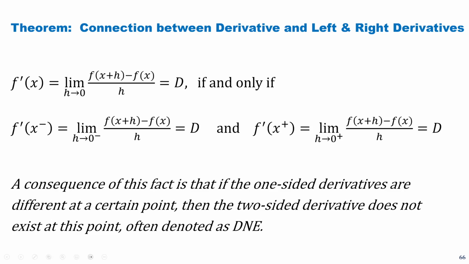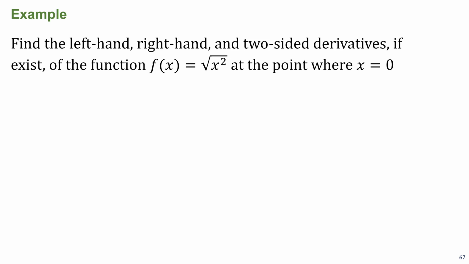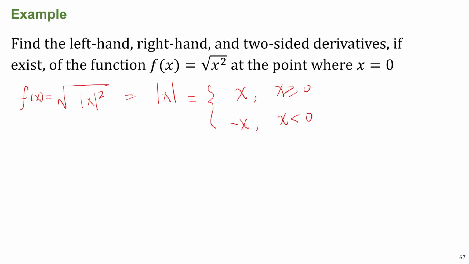Okay, next let's see an example to check your understanding of this concept. Can you find the left-hand, right-hand, and then two-sided derivatives, if it exists, of the function f(x) equals the square root of x squared at the point when x equals 0? Okay, note that for a function at a particular point, its left side derivative does not necessarily equal its right side derivative. Okay, let's have a look at the solution together.